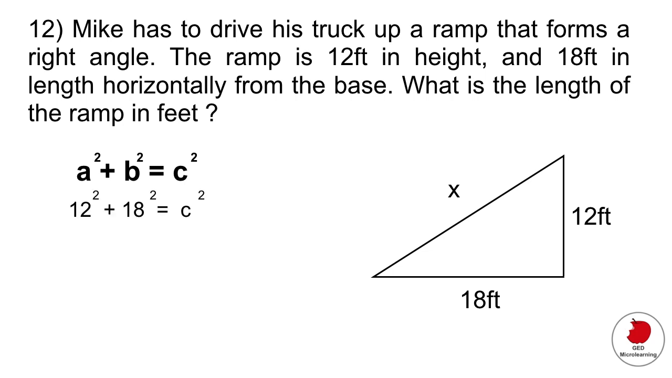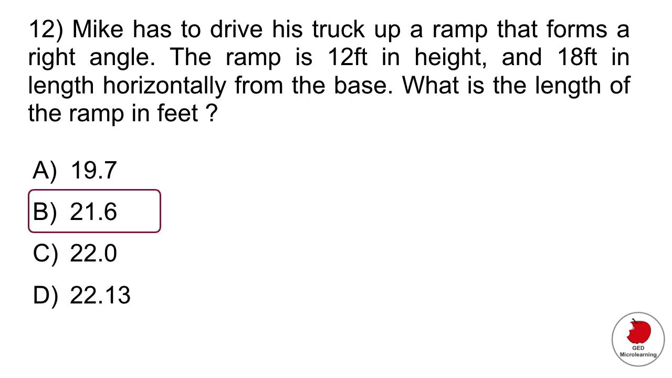So if we plug those numbers in like that, that's what the equation would look like. 12 squared is that amount, and then we just clean it up a little bit like that. And now remember that in order to get rid of that squared number on the letter C, you have to take the square root on both sides. And that gives us that C is equal to 21.6 feet, which is option B.